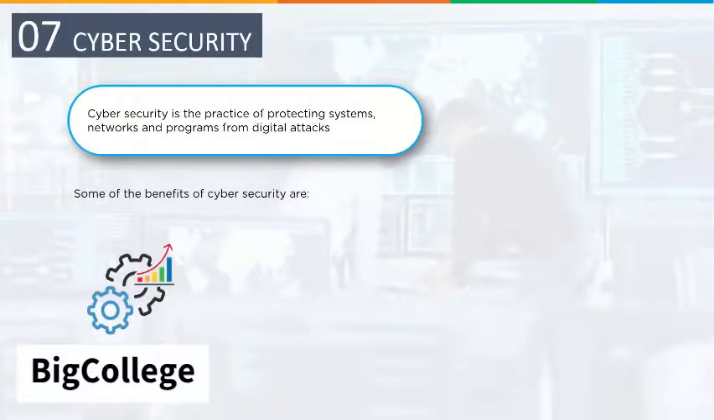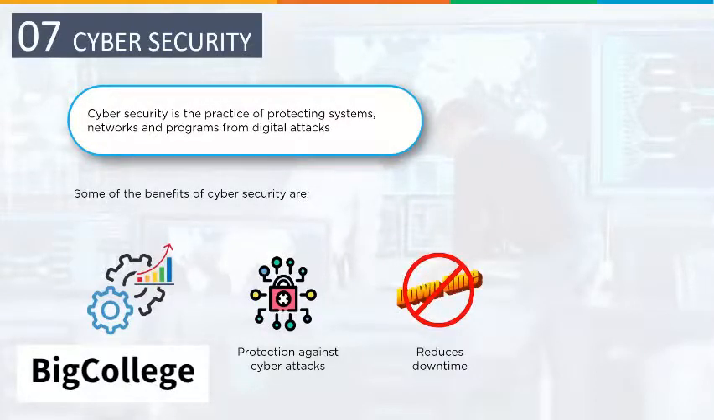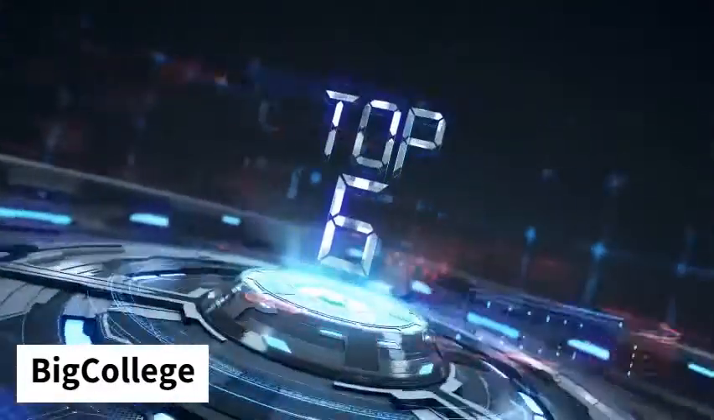For example, if your systems are secure, you increase productivity because you're not hampered by any digital attacks. You're protected against cyber attacks, and when a virus attack or a cyber attack takes place, you can be certain that there's an amount of time where your system will be down. So by being cyber secure or having good cyber security, you'll ensure that the amount of downtime is reduced. And finally, this also improves customer trust.